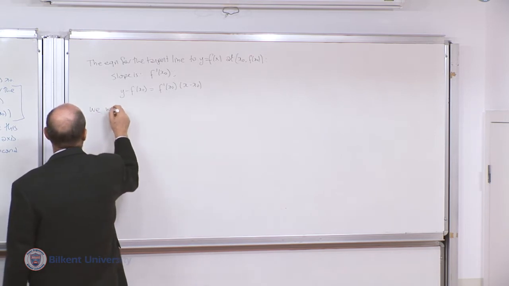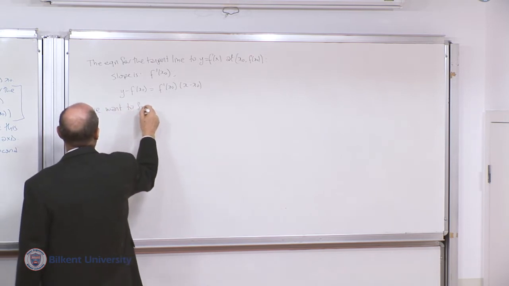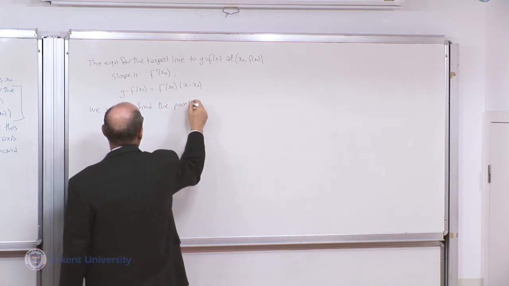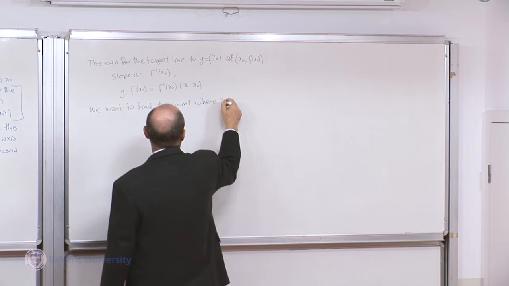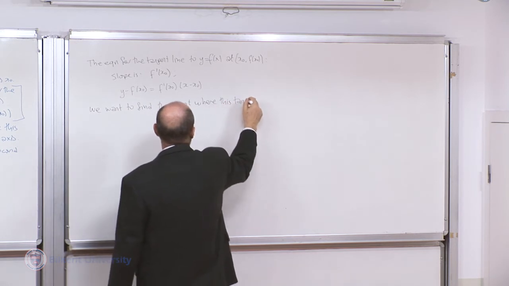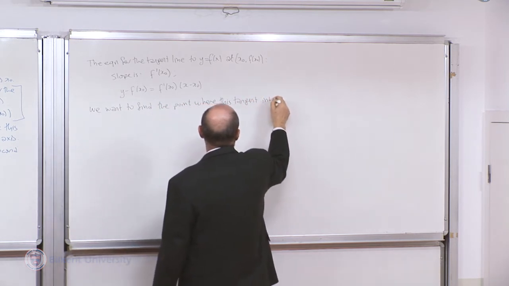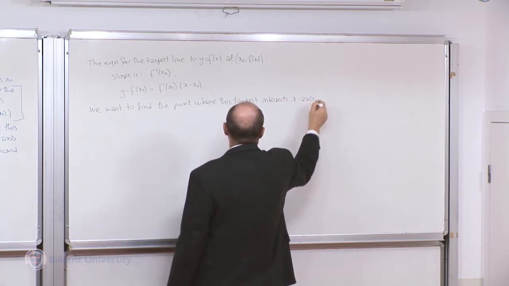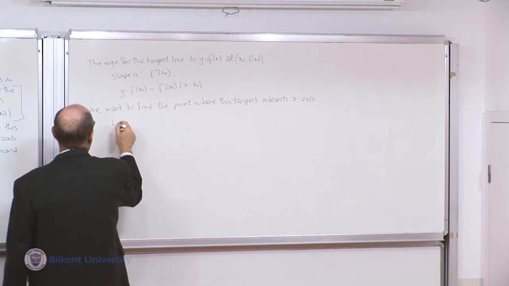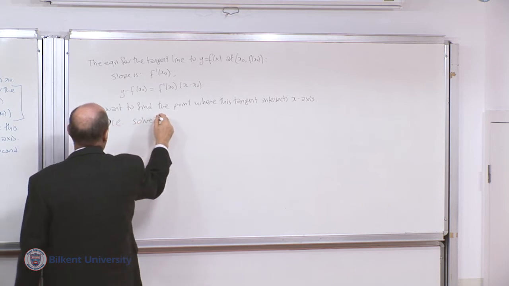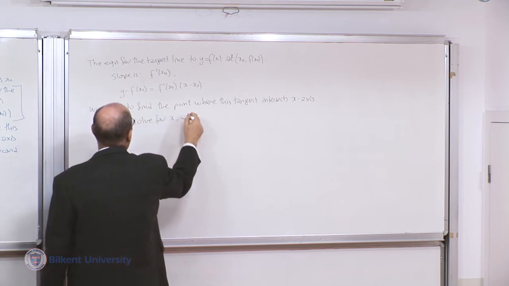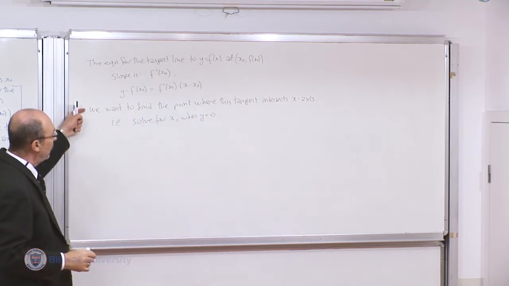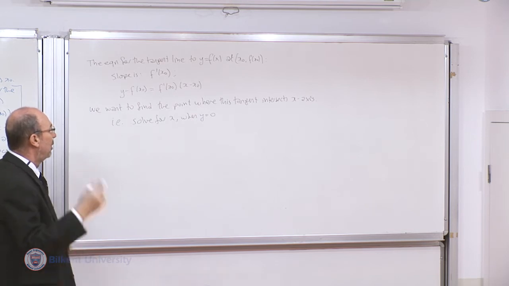So we want to find the point where this tangent intersects the x-axis. That is, solve for x when y is equal to 0. So this is what we want to do. We translate it to calculus.